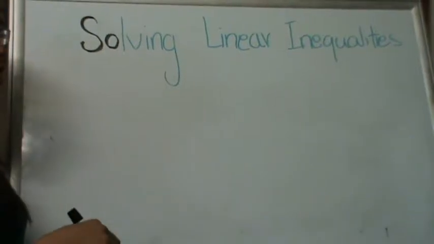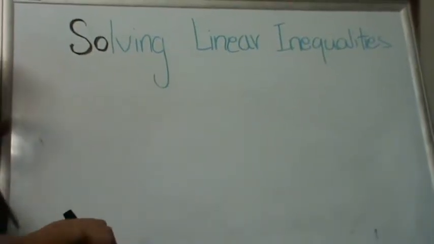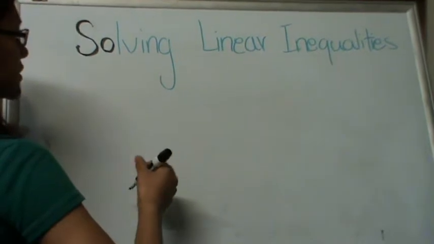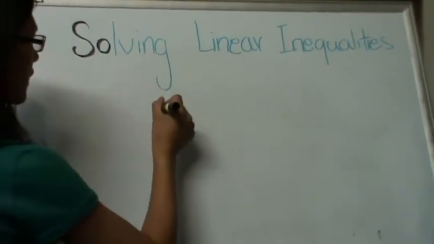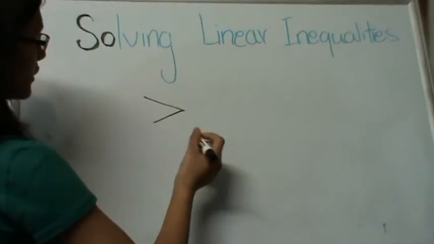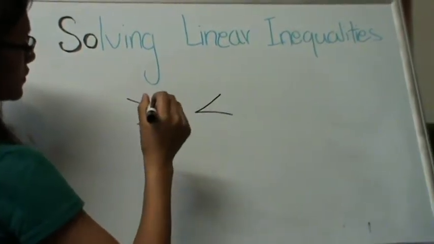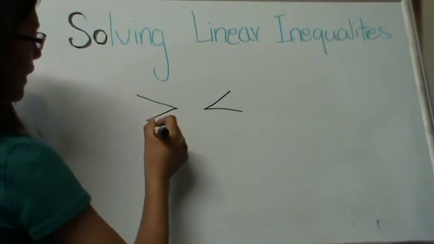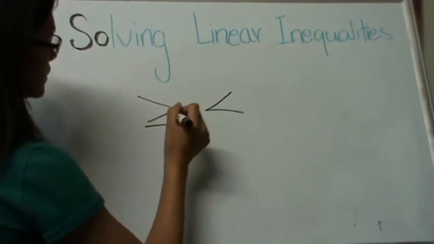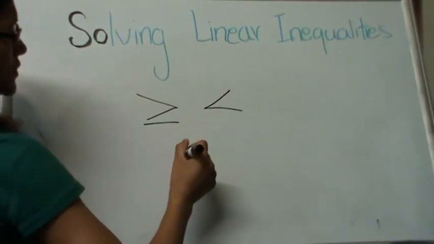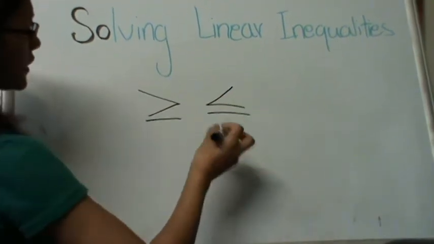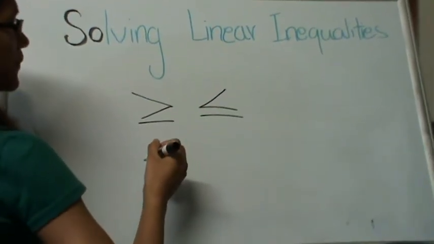3. How do you solve an inequality? When you know the rules, it's really easy. First, these symbols mean greater than, and these symbols mean less than. And these symbols mean greater than or equal to, and these symbols mean less than or equal to.